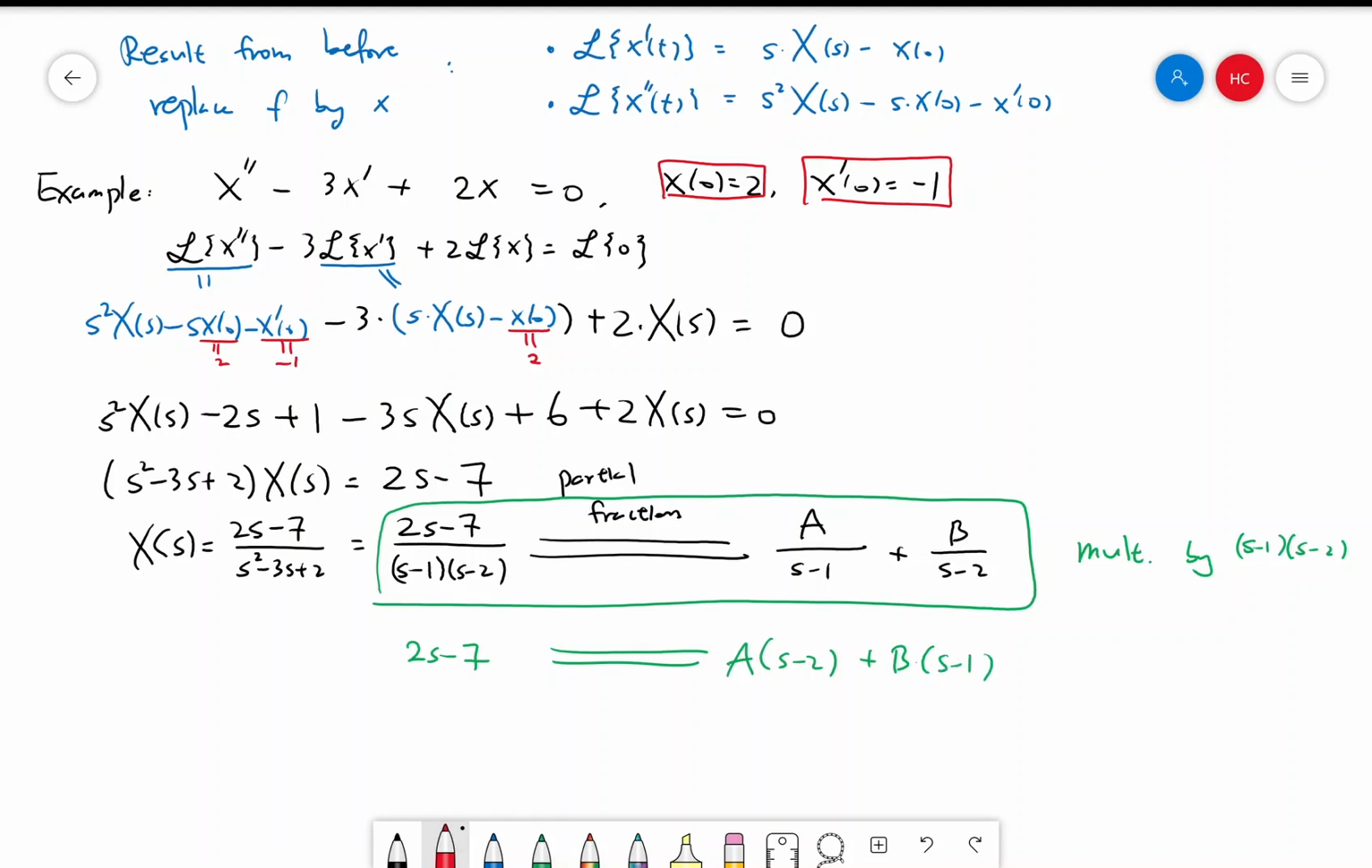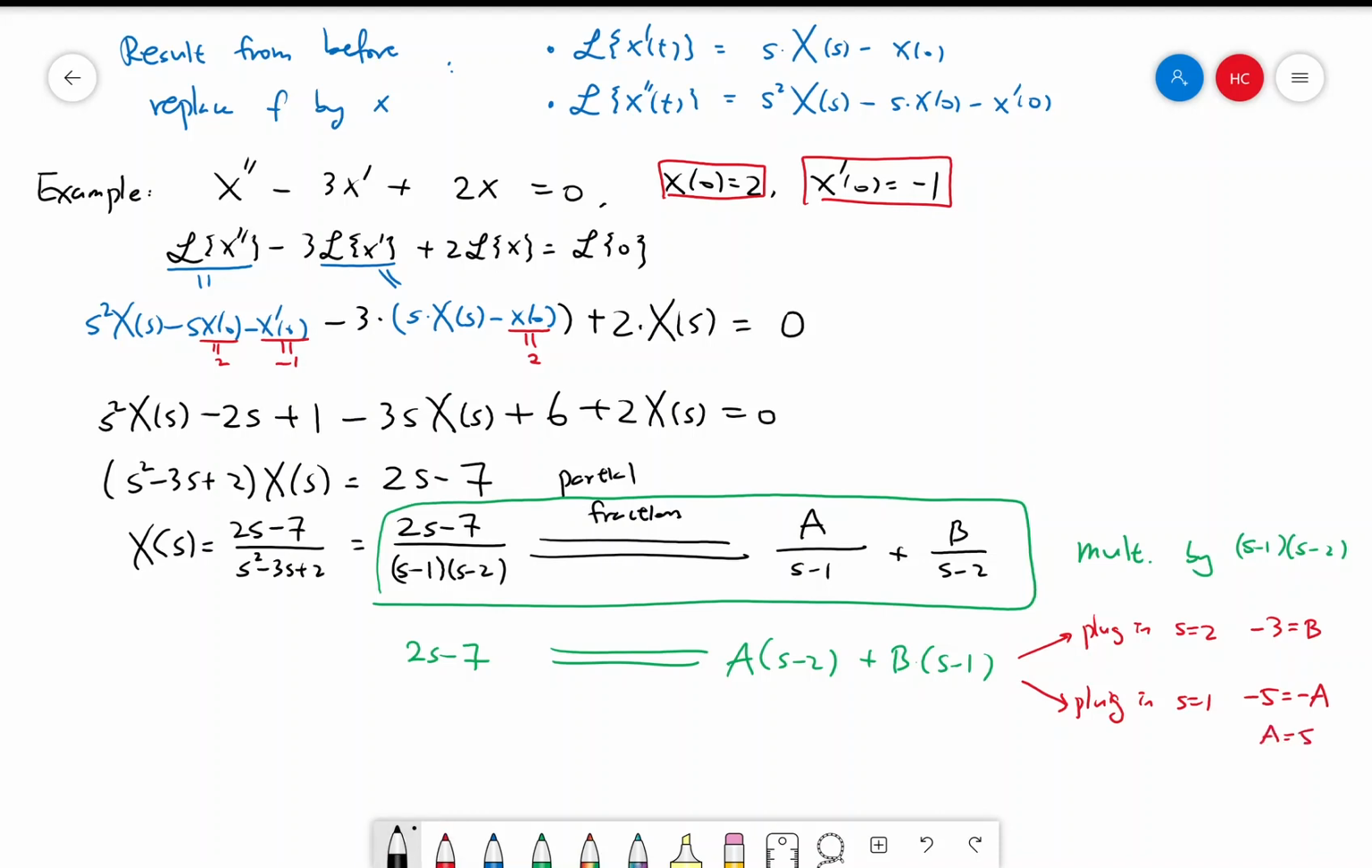Now the trick is, if we plug in s equal to 2, then the A term cancels and we get negative 3 equals B right away. And we can do the same trick. If we plug in s equal to 1, then we get negative 5 equals negative A, which tells you A is 5.